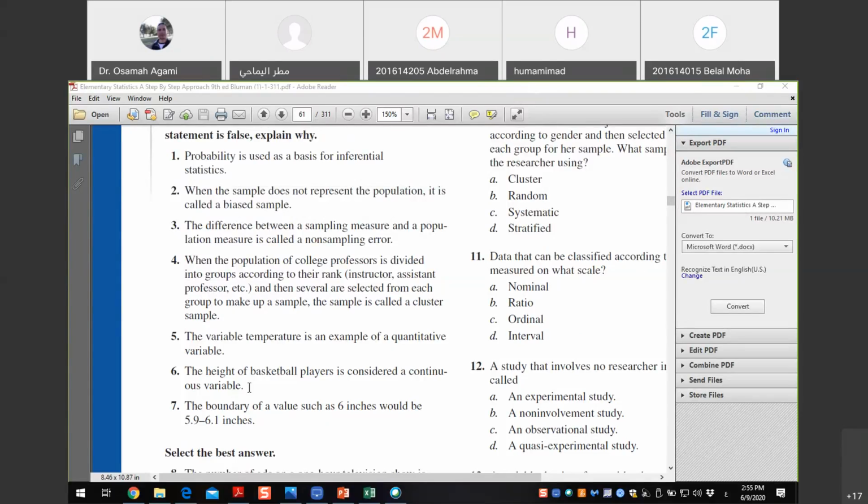Yes, doctor. The height of basketball players is considered a continuous variable, right or wrong? Right. Excellent. Thank you, Omar Isam. You are active, Omar, so I would like you to answer me the right one. The variable temperature is an example of a quantitative variable. True. Excellent. Thank you very much.